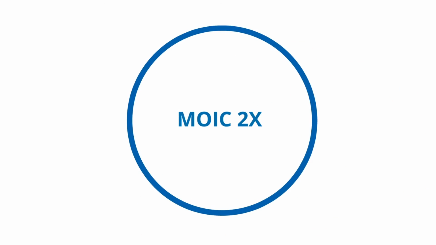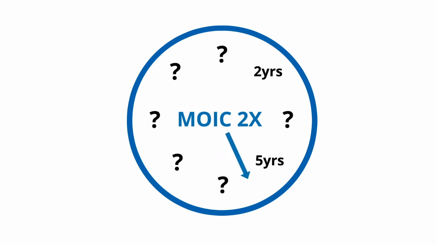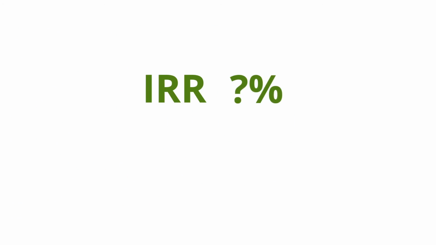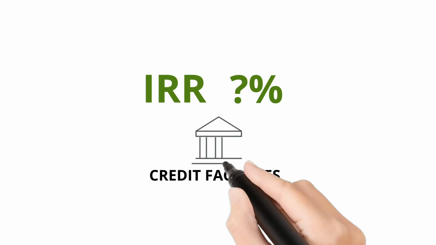In the case of MOIC, a return of 2 times sounds lucrative, but the question is, how long did it take to achieve a 2x MOIC? 2 years? 5 years? 10 years? In the case of IRR, its calculation can be impacted by the use of credit facilities.